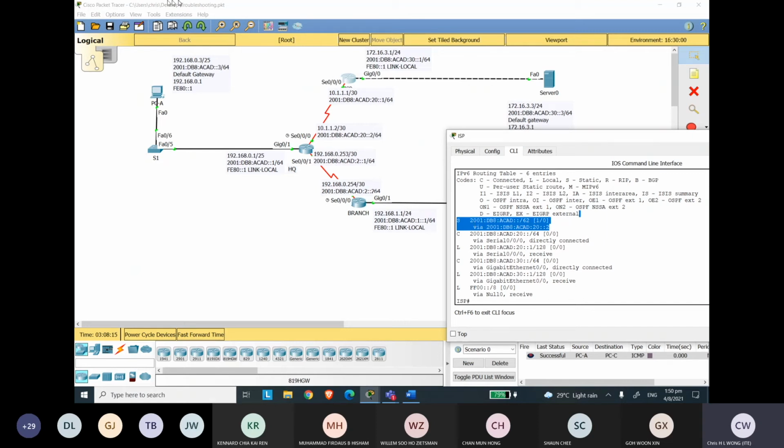So now we know that we already checked the HQ router, and we checked your ISP router. Now the last thing we want to check is your branch router. So nothing wrong with this. Your summarized routing is correct. So this is okay, this is okay. Right now we need to go to this.